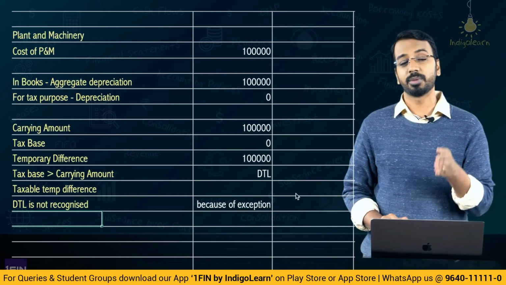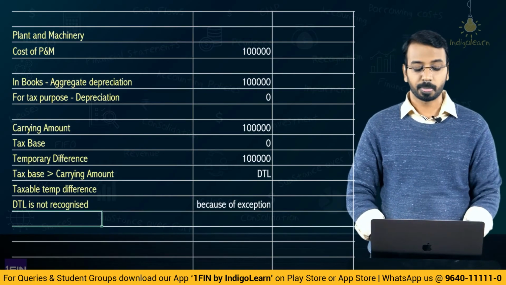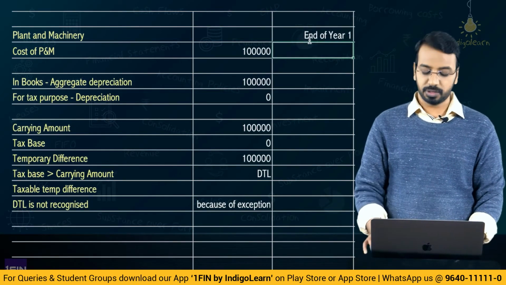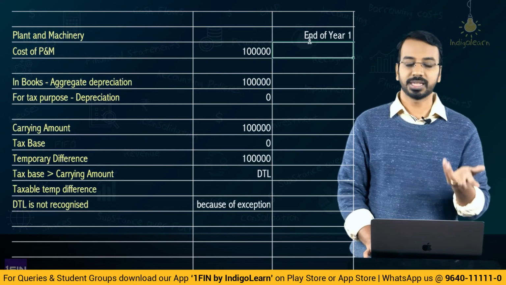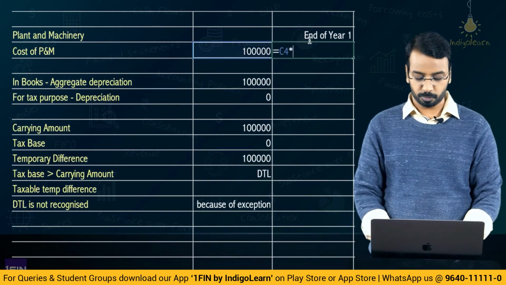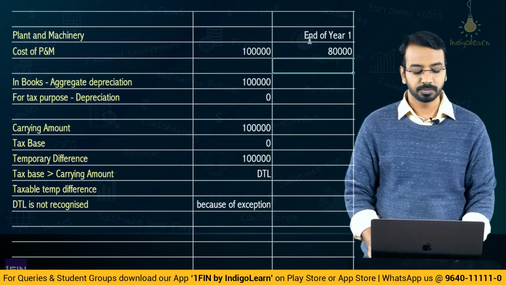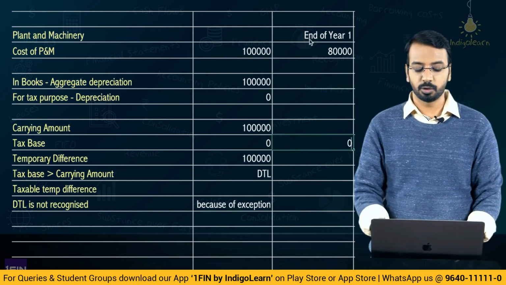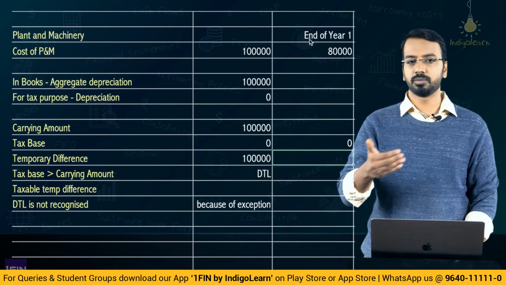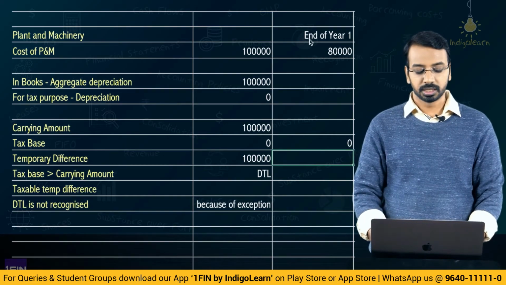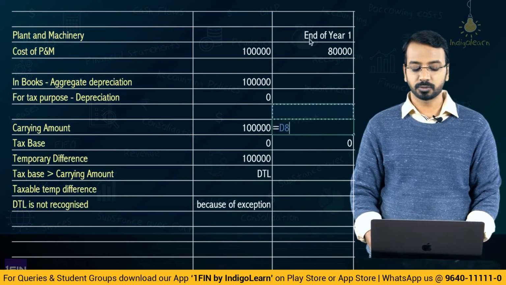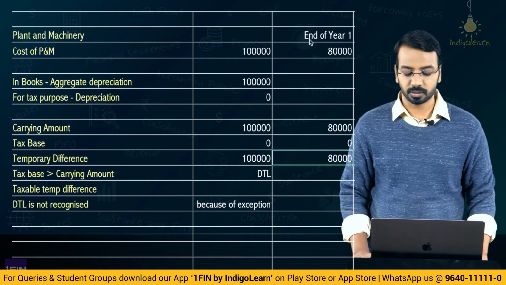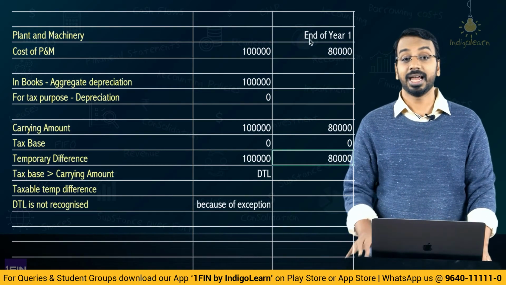Now, assume for a moment this has a useful life of 5 years. So, end of year 1. Cost is 1 lakh, you charge 1/5 as depreciation, so the balance left is 4/5, you have 80,000. As far as the tax base is concerned, the tax base will still be 0, why? Because you will not get any deductions in the future. The carrying amount is 80,000 and there is a temporary difference of 80,000. Now, can I recognize the DTL at this stage?